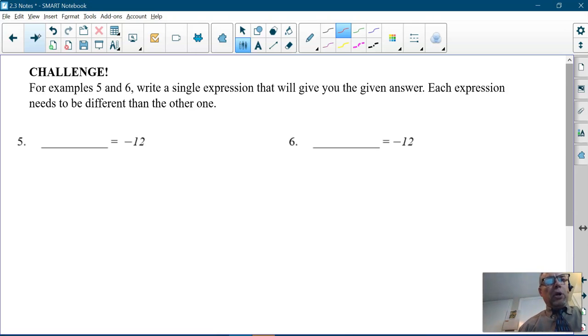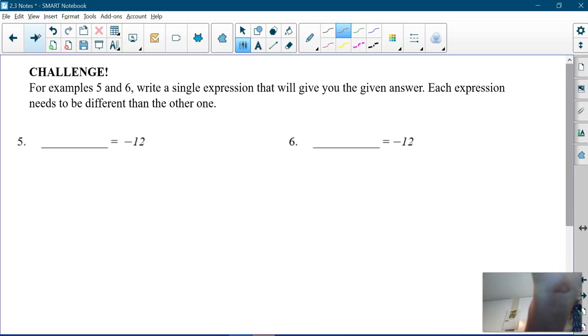All right, why don't you put me on pause while you think about how to do that. And then I'm going to go ahead and write the answers down, so when you unpause, there's going to be a couple examples of ways that you may have written this. So put me on pause, and when you're ready to come back and check, come back and check.